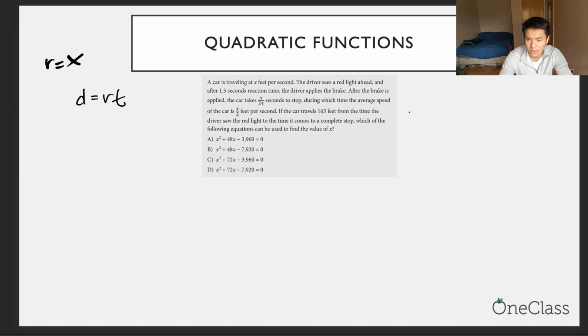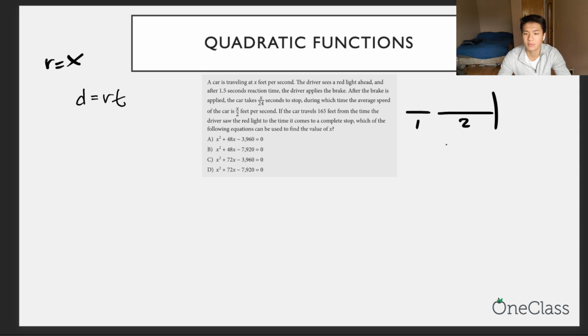The first stage is when he sees the red light and has a 1.5 second reaction time. We'll call that stage 1, right? The second stage is after stage 1, he applies the brakes. And then at the end of stage 2 is when the brakes allow the car to fully come to a stop, and that's the end of the motion, right? So if we can find equations to represent both stage 1 and stage 2 of how far the car traveled, that's going to be the best way to solve this.